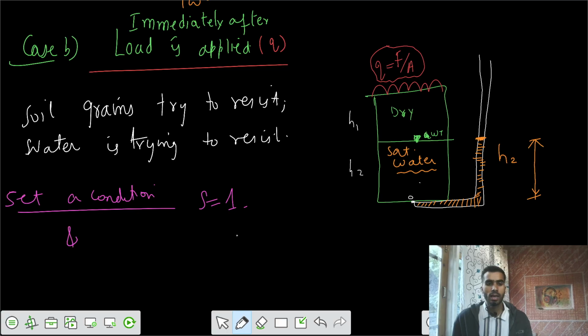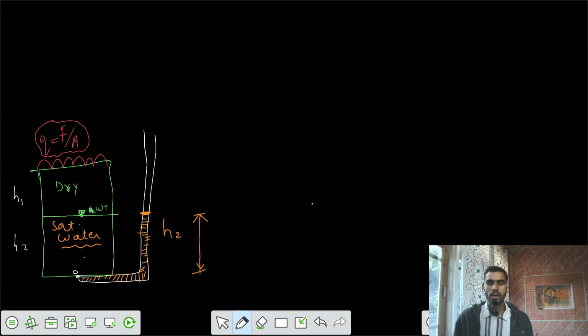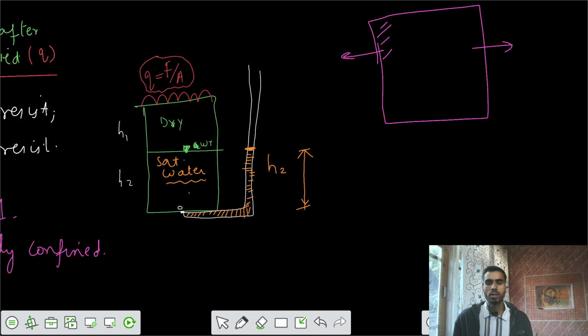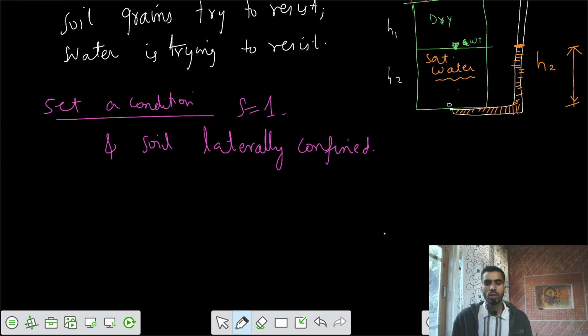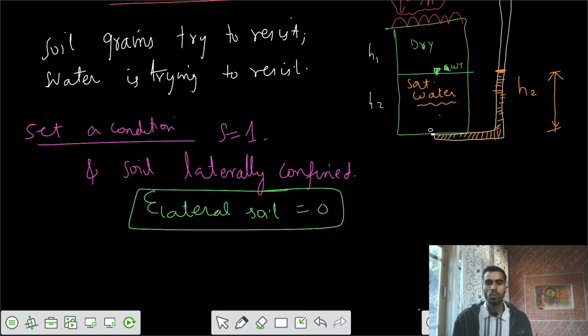The soil is saturated, and the soil is laterally confined. You can think of doing this test in a lab, where we have some sort of cell in which the soil is placed, and there won't be any lateral strain for the soil. So the lateral strain for your soil is equal to zero. That means laterally the soil won't be going anywhere.